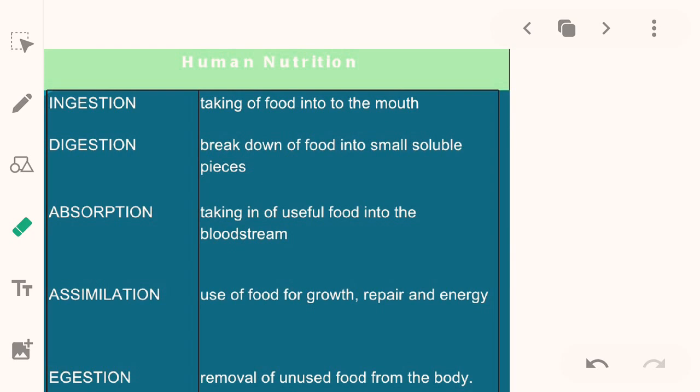Generally, digestion takes place in five steps. These are the five major steps: ingestion, digestion, absorption, assimilation, and egestion. Ingestion is the taking of food into the mouth. Digestion is the breakdown of food into small soluble pieces. Absorption is the taking in of useful food into the bloodstream. Assimilation is the use of food for growth, repair, and energy. Egestion is the removal of unused food from the body.